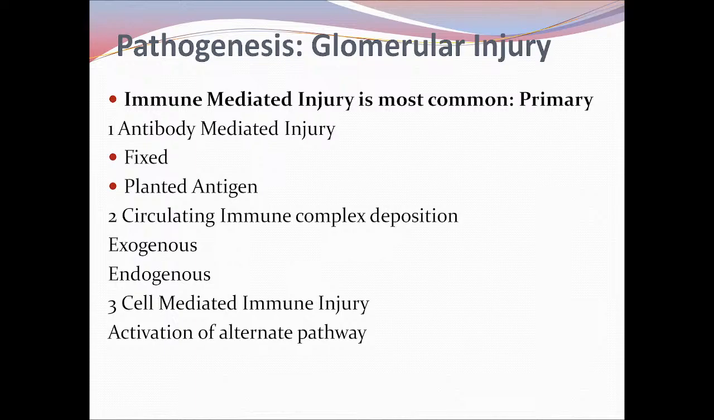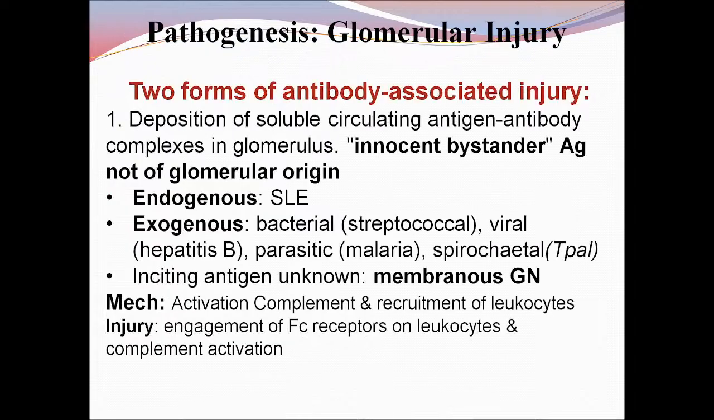So, when we are talking about immunofluorescence, whenever there is circulating immune complex deposition, it is generally a granular deposit. When it is an antibody which is directing injury towards a planted or a fixed antigen of the basement membrane or a component of the basement membrane, it is generally a linear deposit, a smooth linear deposit. So, we have these two forms of antibody associated injury, deposition of soluble circulating antigen antibody complexes.